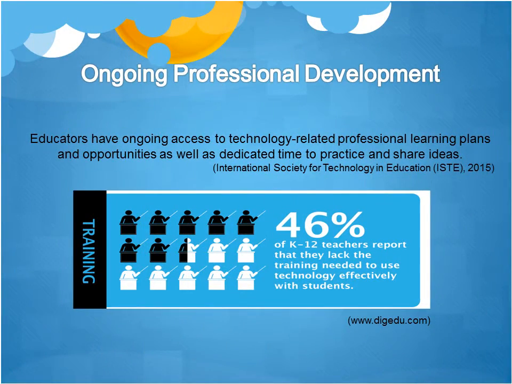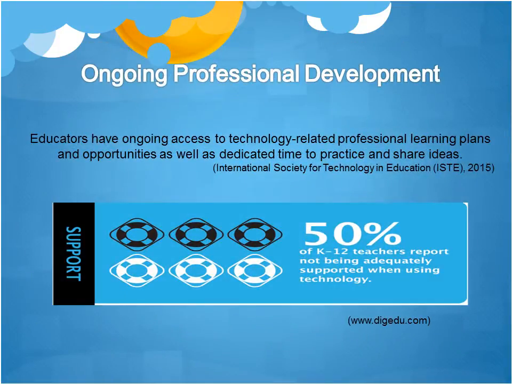The second barrier that we're going to look at is that of ongoing professional development. 46% of K-12 teachers report that they lack the training needed to use technology effectively. 50% of K-12 teachers report not being adequately supported when using technology. And so you want to make sure that educators have access to ongoing and explicit technology-related professional learning opportunities.